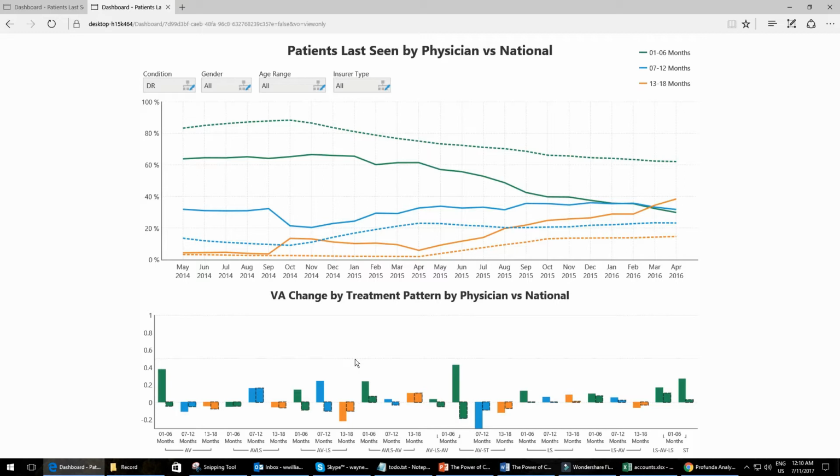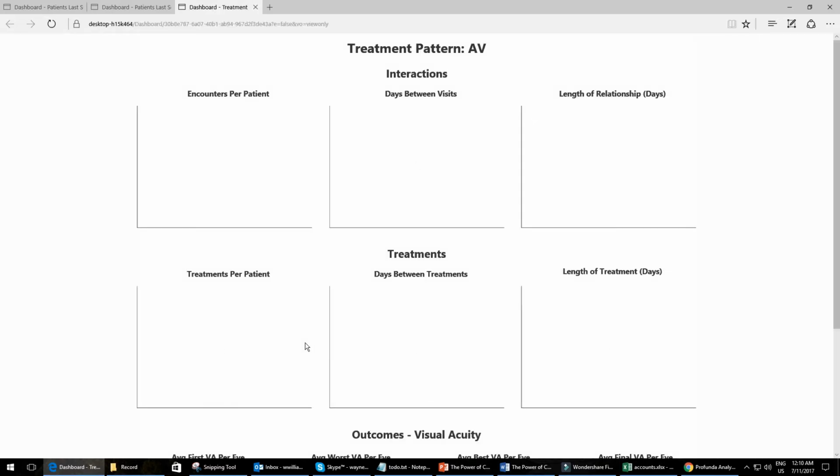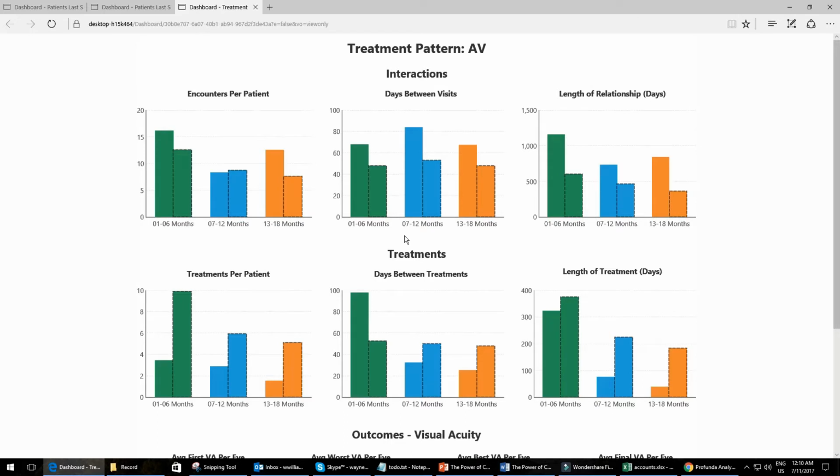This example is so egregious, we have to drill down on it to look at the details, which we do simply by clicking it. Now we're looking at all the interactions and treatments, etc., for the treatment pattern anti-VEGF drugs only. And here we see a couple of huge gaps opening up.